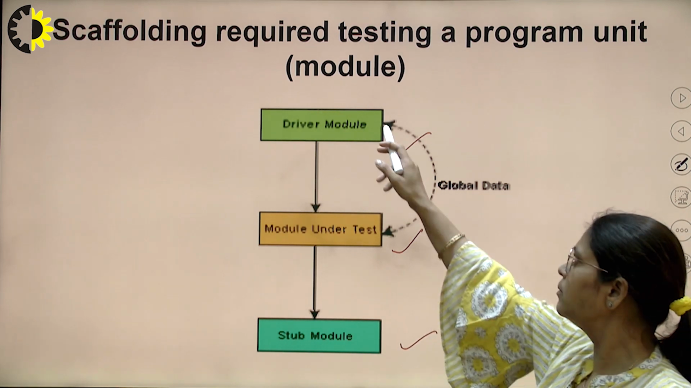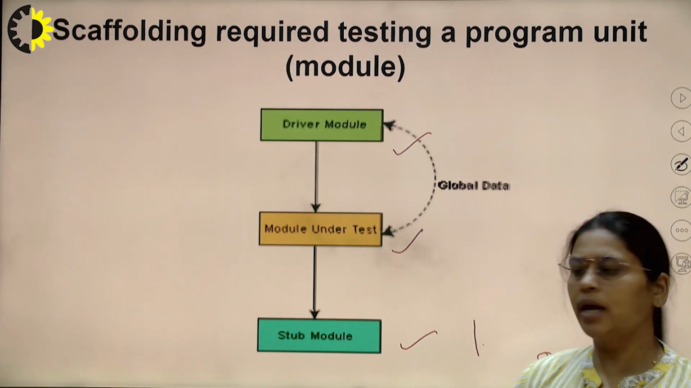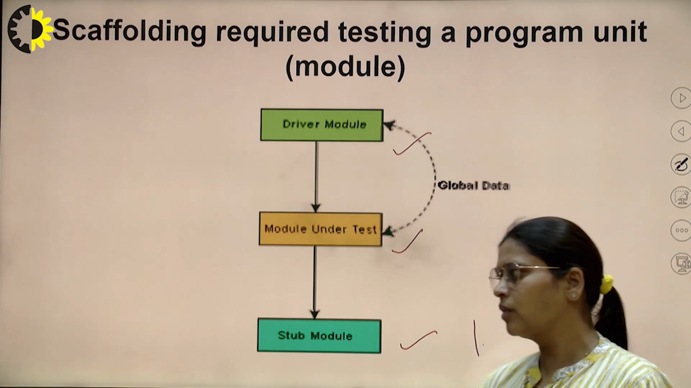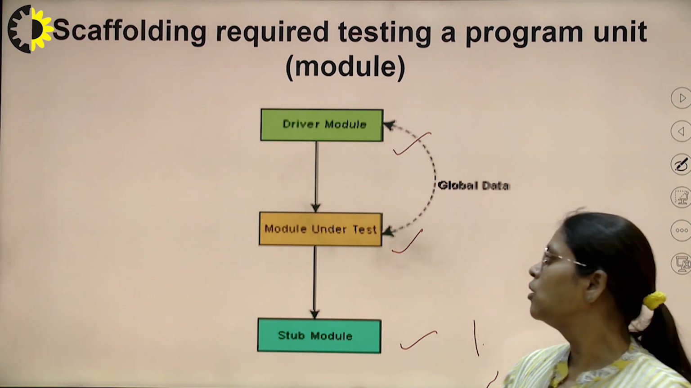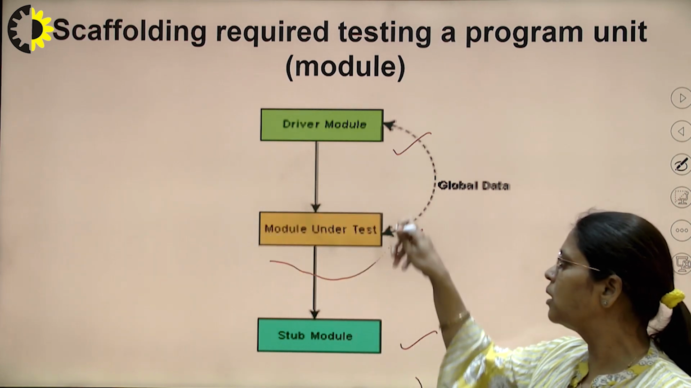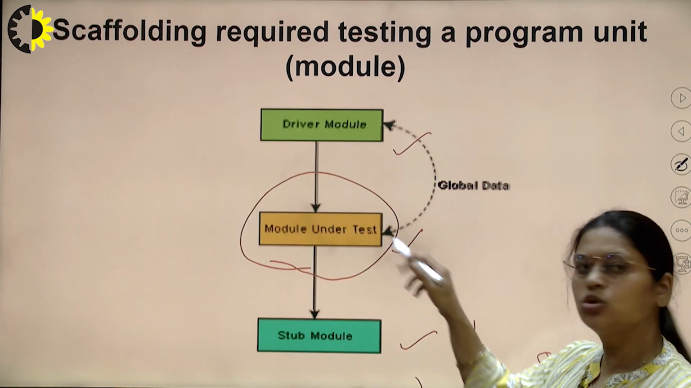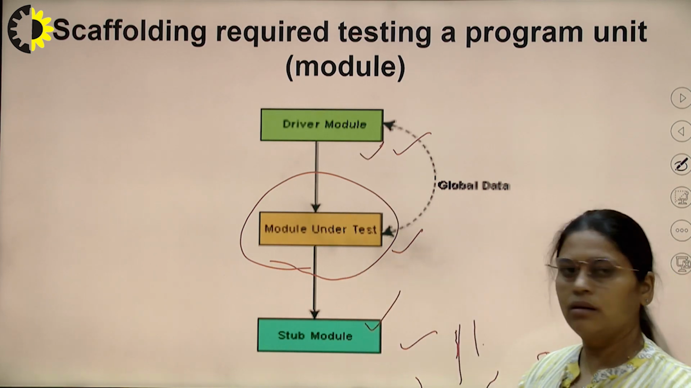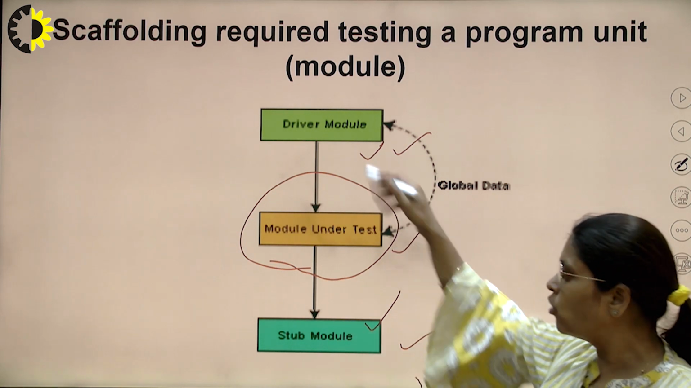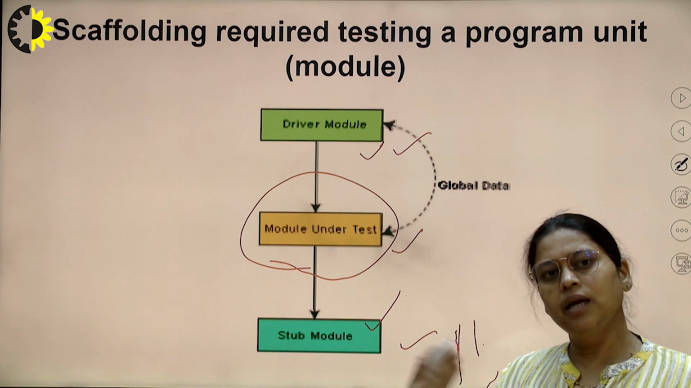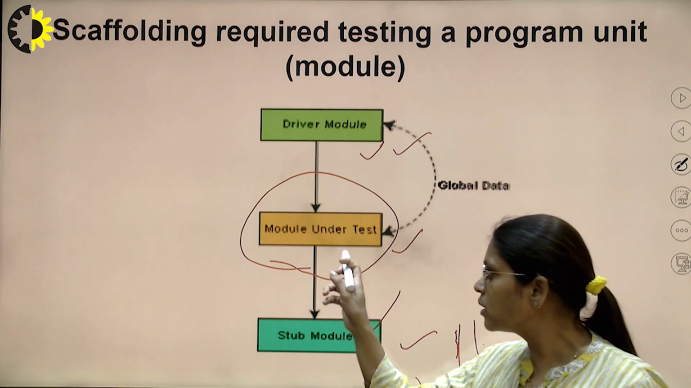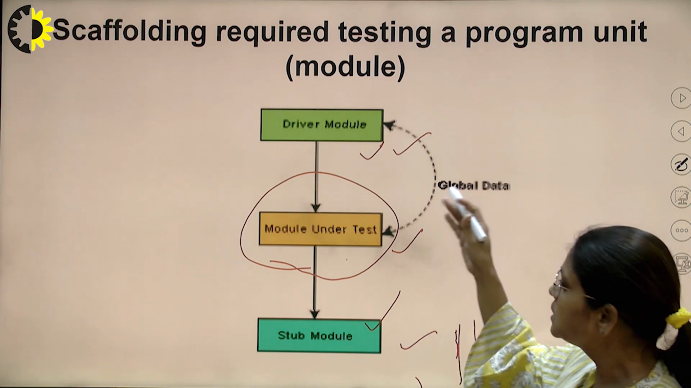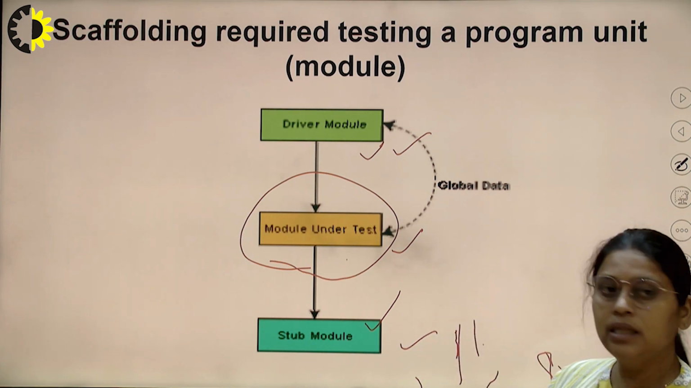Here we have declared some global data items, which are to be passed to the module under test. So we need some extra coding. Extra coding is required for testing this individual module, because the module only executes when it is related to its submodule or driver module. But both of those modules are not prepared yet, so we have to create some extra code required for the execution of this module. That extra coding is called scaffolding, which is done in unit testing.